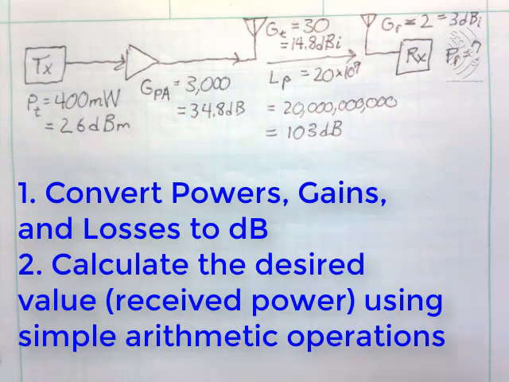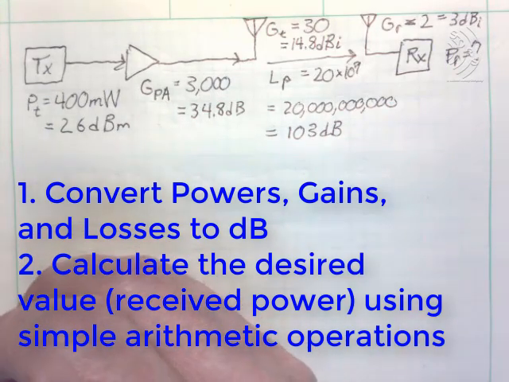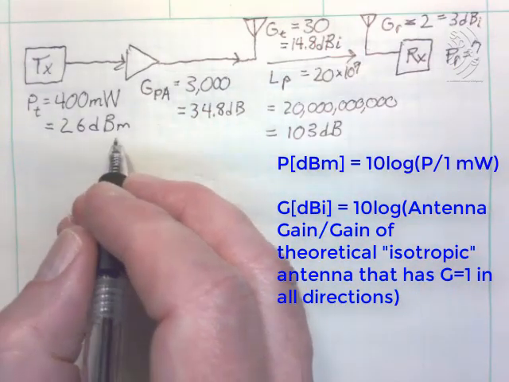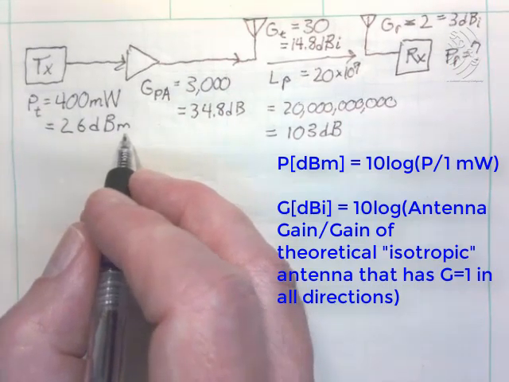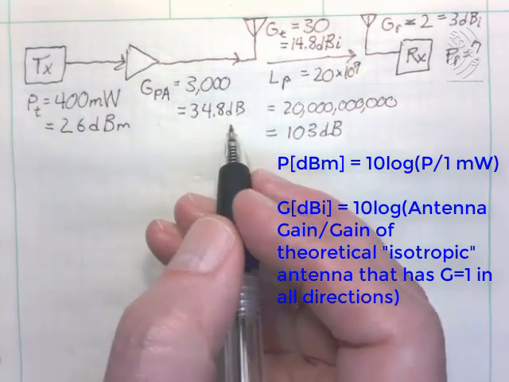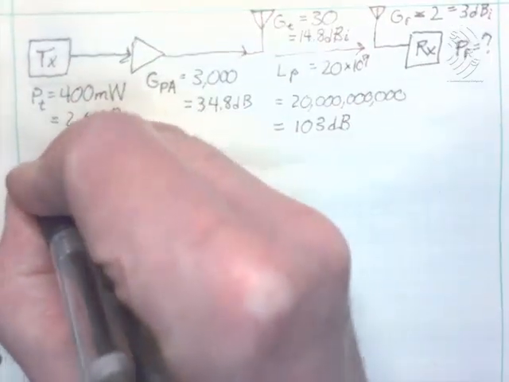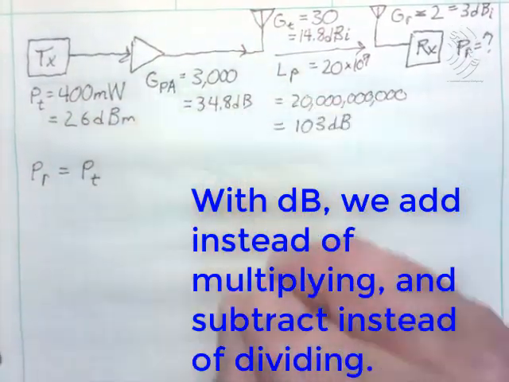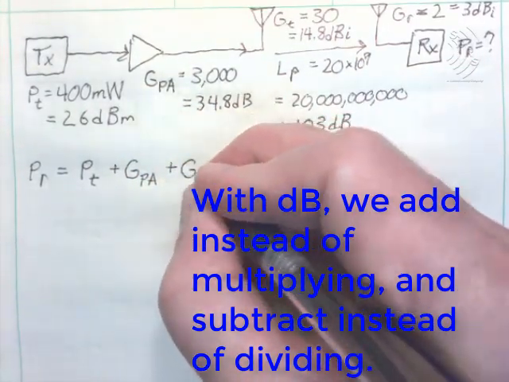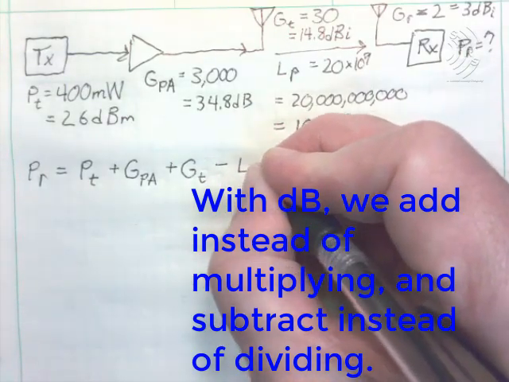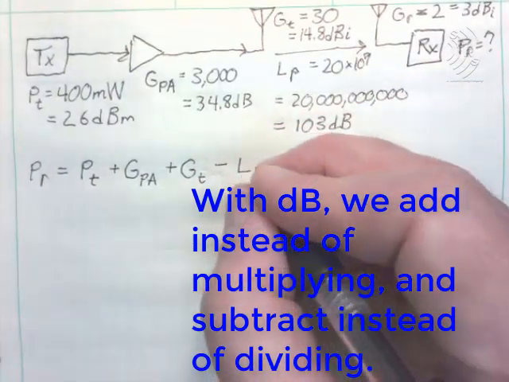Our goal is to calculate the received power. Because we're working in decibels, instead of multiplying and dividing the values that we're given, we will add and subtract them, so the operations will be much simpler. Also, when we look at these values, for now we're not going to pay too much attention to the letters that you see at the end of the dB abbreviation. Because LP is a loss, we subtract it rather than adding it.